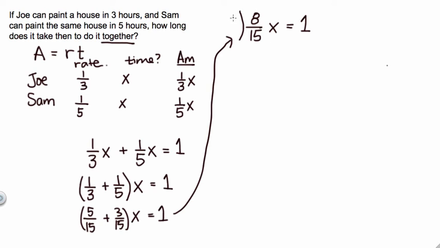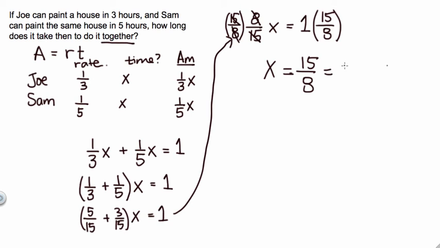So with fractions, we can multiply by the reciprocal to get the identity, and then whatever you do, do it to the other side: 15 over 8. Because they cancel each other out, we get x equals 15 over 8. And if you want to write it as a mixed fraction, it's 1 and 7/8. And our unit of time is hour, right? So if Joe and Sam work together, it'll take 1 and 7/8 of an hour to complete this house painting.